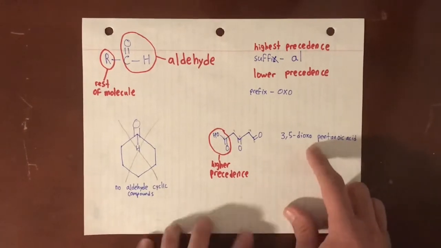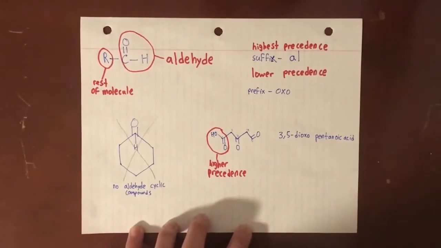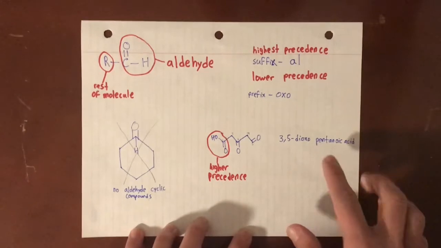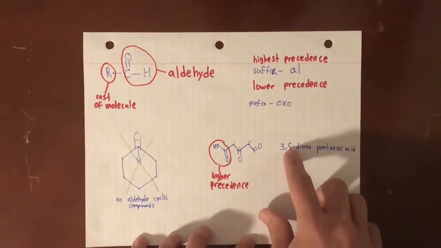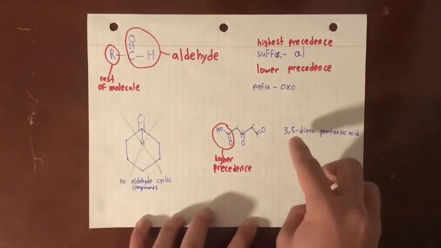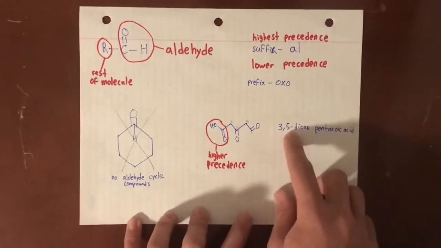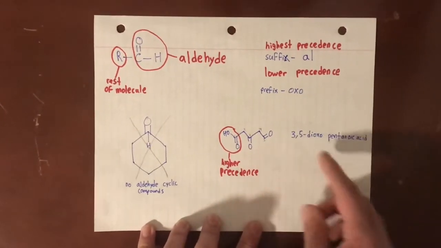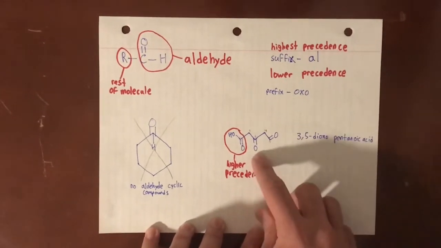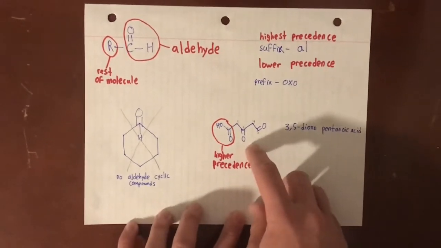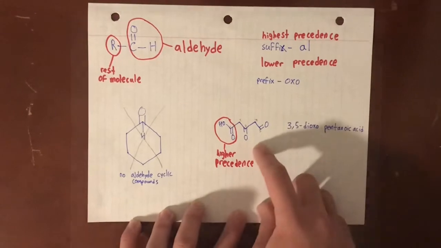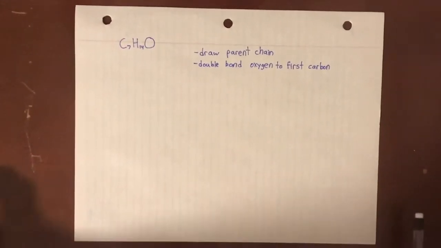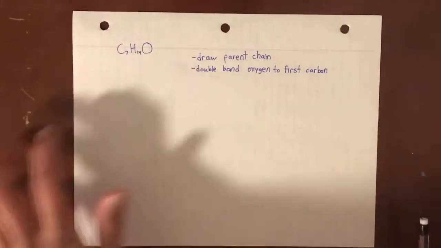Because in the name, pent means that there are 5 carbons in the parent chain, and this 5 states that the oxygen will be bonded to the 5th carbon, which means it's an aldehyde because it's at the end of the carbon chain. Whereas this oxygen is bonded to the 3rd carbon, which is in the middle, which is why it's a ketone. As our first example, we will draw C7H14O.